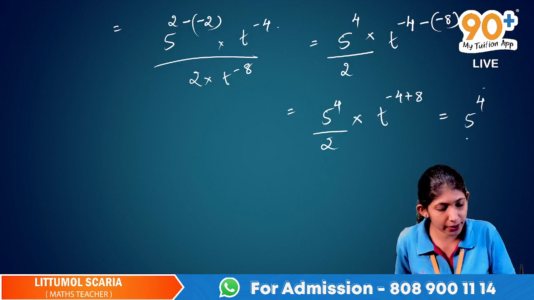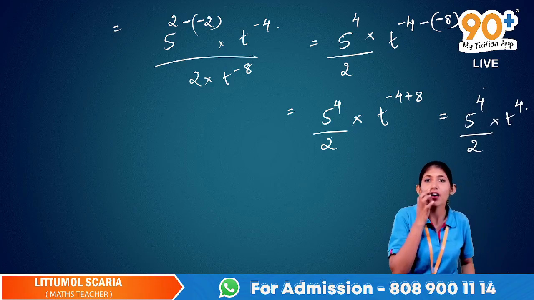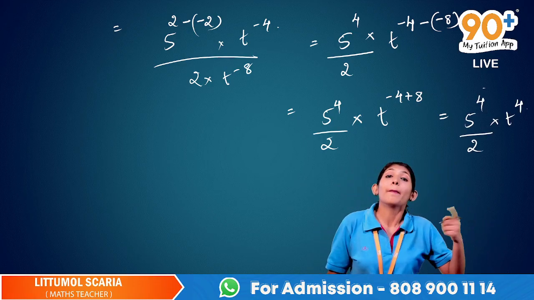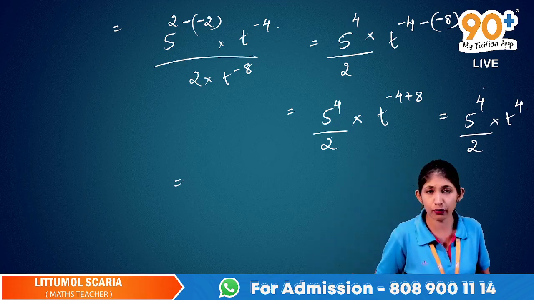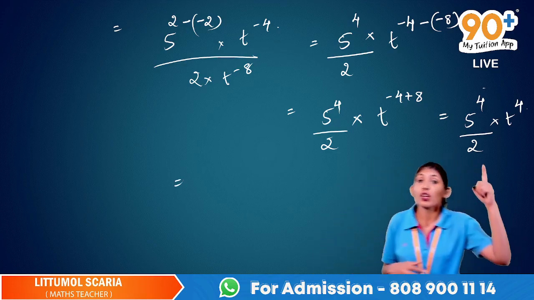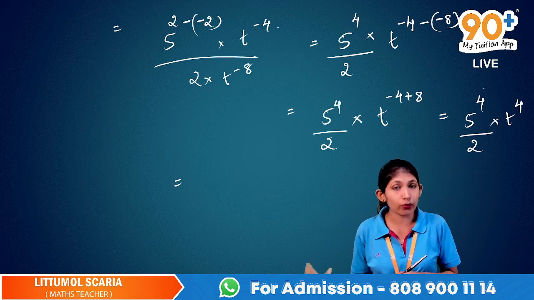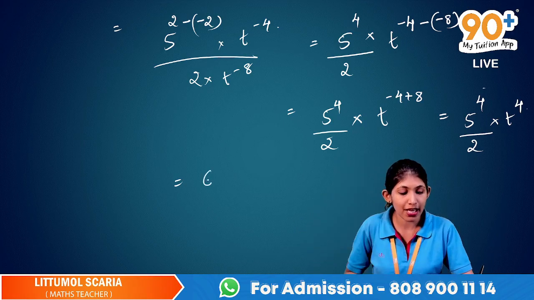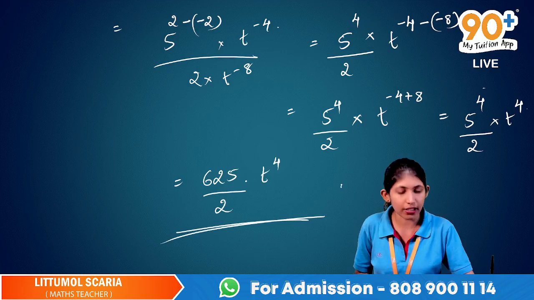8 minus 4. And what is that? 8 minus 4 is 4. So 5 raised to 4 by 2. But simplify എന്നാണ് ചോദിച്ചത്. So 5 raised to 4 ന്റെ വാല്യൂ ഒക്കെ നമുക്ക് എഴുതാം. വലിയ സാധനങ്ങളൊക്കെ ചോദിച്ചാലാണ് ബുദ്ധിമുട്ട്. So what is this 5 raised to 4? 5 5s are 25, 25 into 5 is 125, 125 into 5, 4 times is 625 divided by 2 to the power 4 is your final answer.